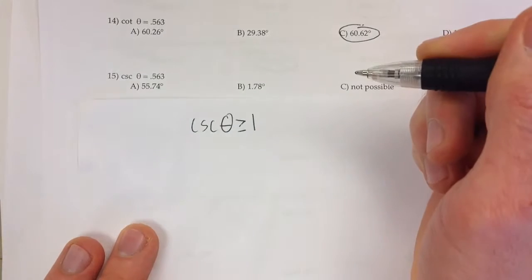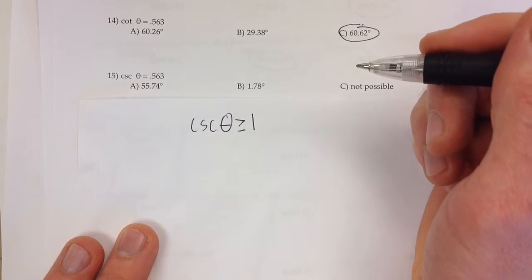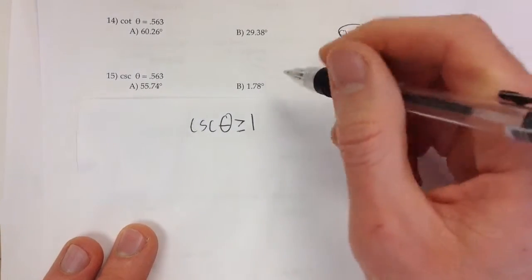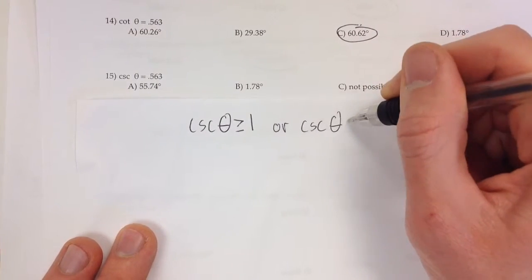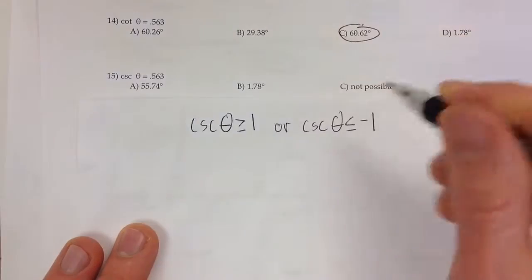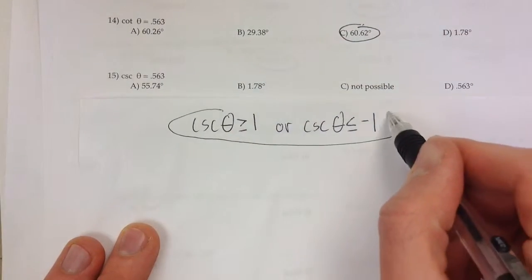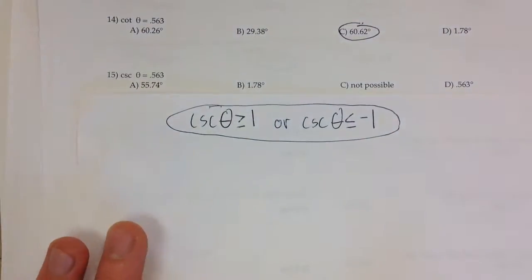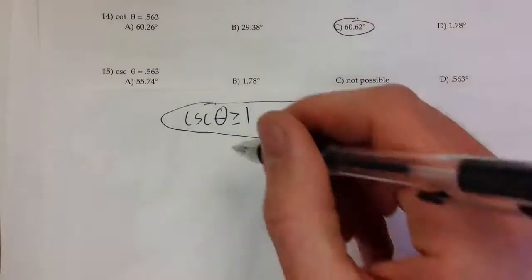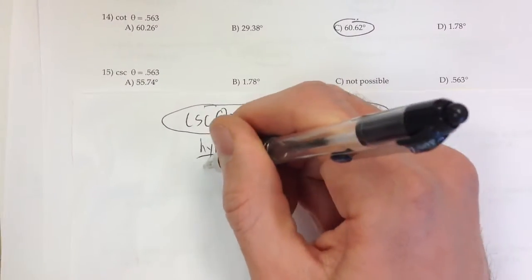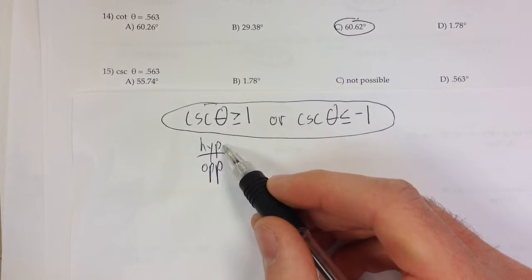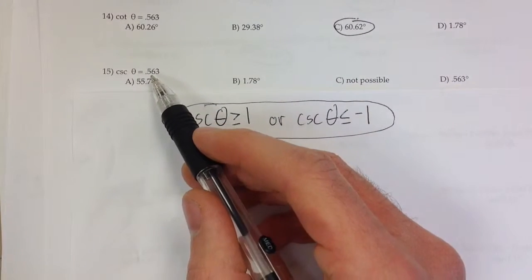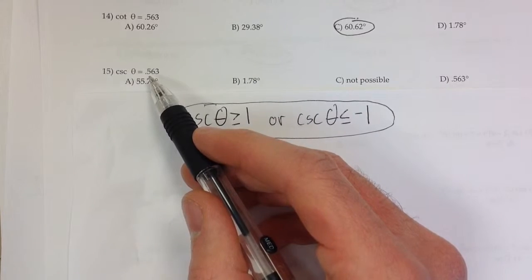And I think I just made an error as well. You'll have to forgive me. It's Monday. This is what's true. Think about it. Hypotenuse over opposite. Hypotenuse is larger. So you're never going to get something that's less than 1 and greater than -1.